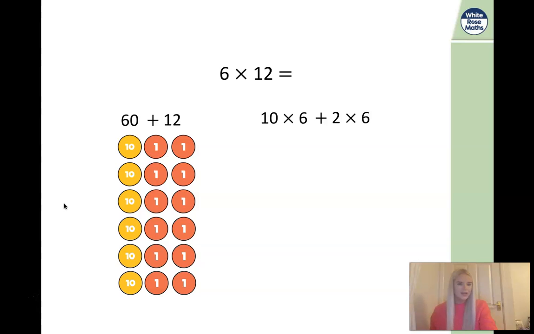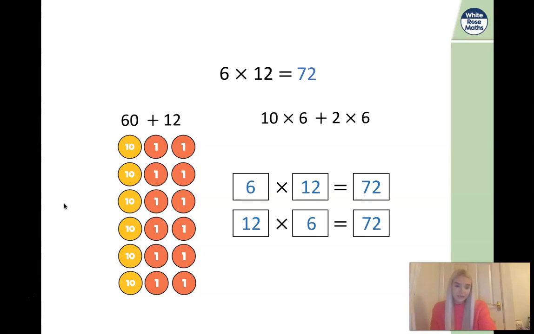Now have a go. What is 60 add 12? I wonder if you can tell the screen. 72, fantastic. So 6 times 12 is 72 and 12 times 6 is 72.